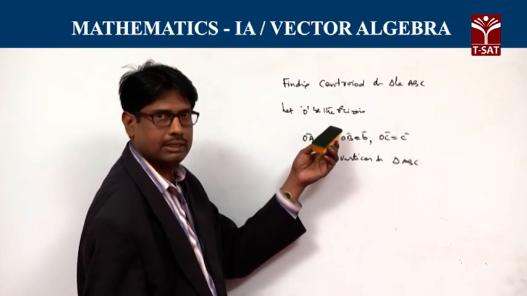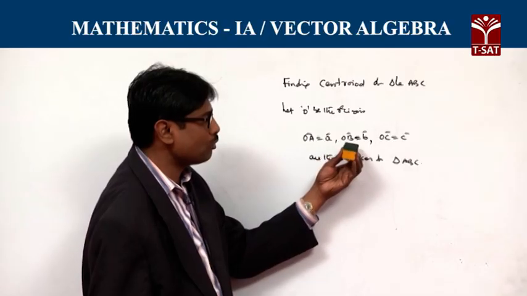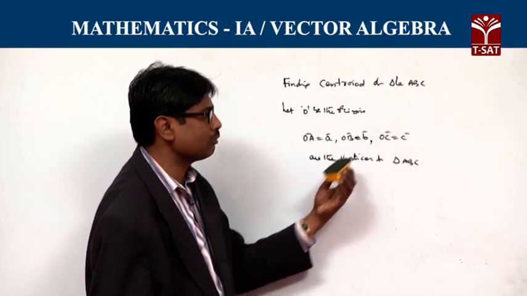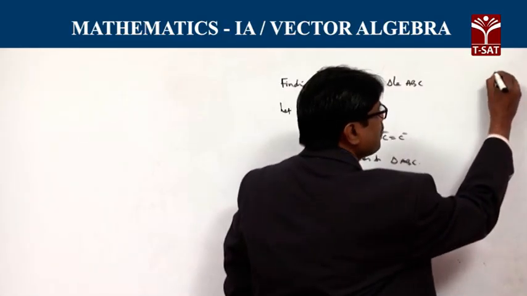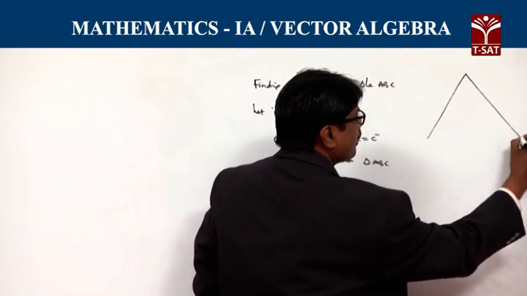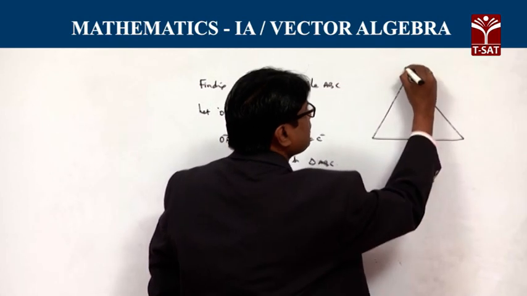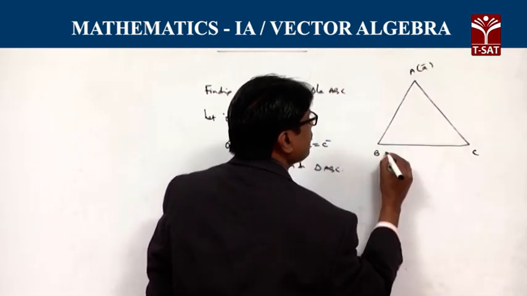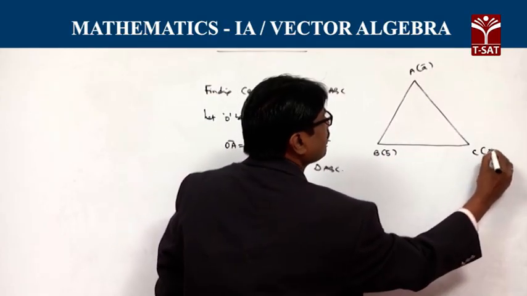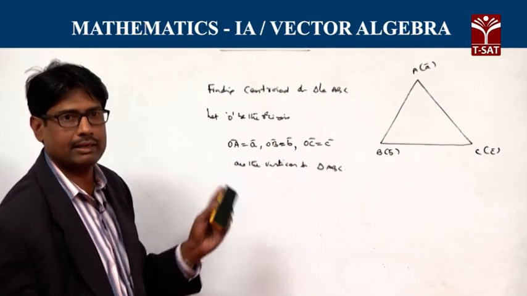Consider O as the origin, OA bar equal to A bar, OB bar equal to B bar, OC bar equal to C bar are the vertices of a triangle ABC. You draw one triangle ABC and define the origin. You may take the origin inside or outside of the triangle ABC. A bar, B bar and C bar are the vertices of the triangle ABC.